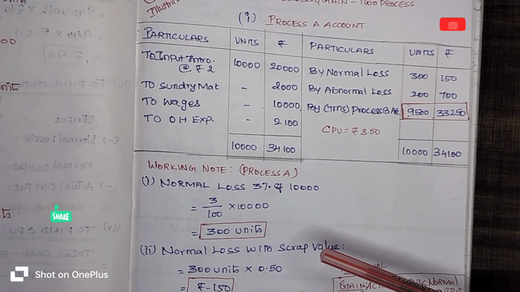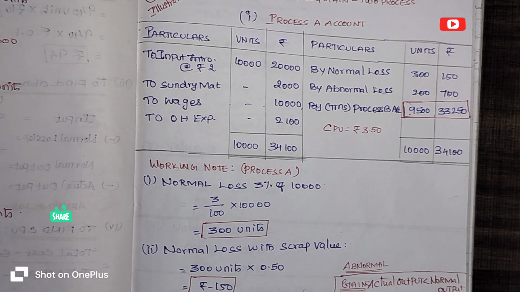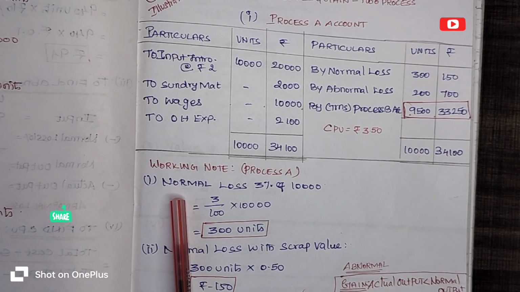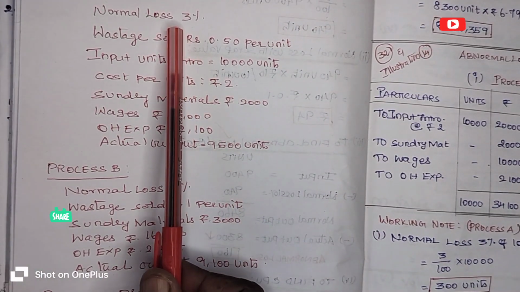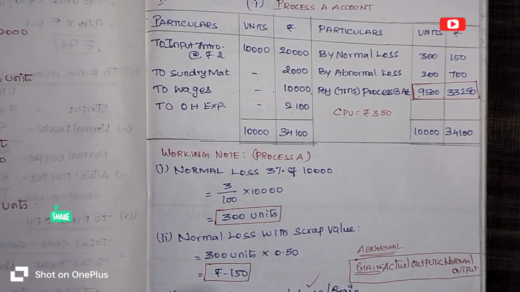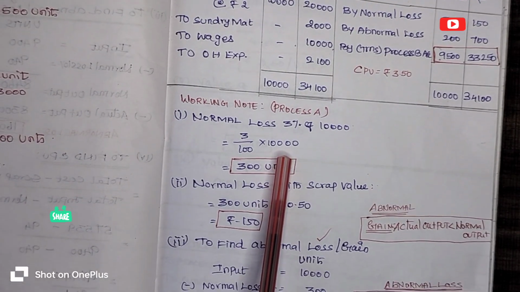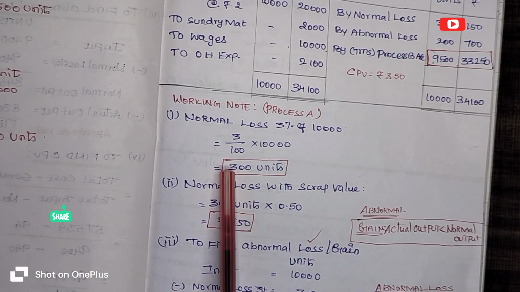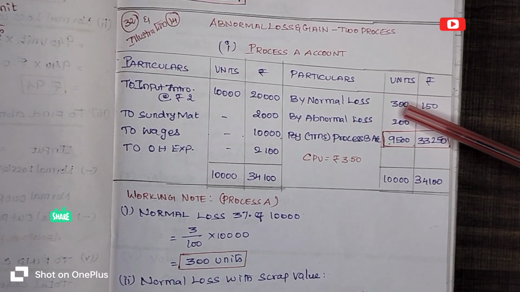Now let's fill in the credit side. All the values we are going to prepare only through working notes. The first thing to calculate is the normal loss. How much did they give in the question? 3%, right? 3% of the input units. How many did they introduce? 10,000 units. So 3 by 100 into 10,000, after cancelling, you get 300 units. So the normal loss is 300 units. Where do you enter it? The normal loss always appears on the credit side as per the format.